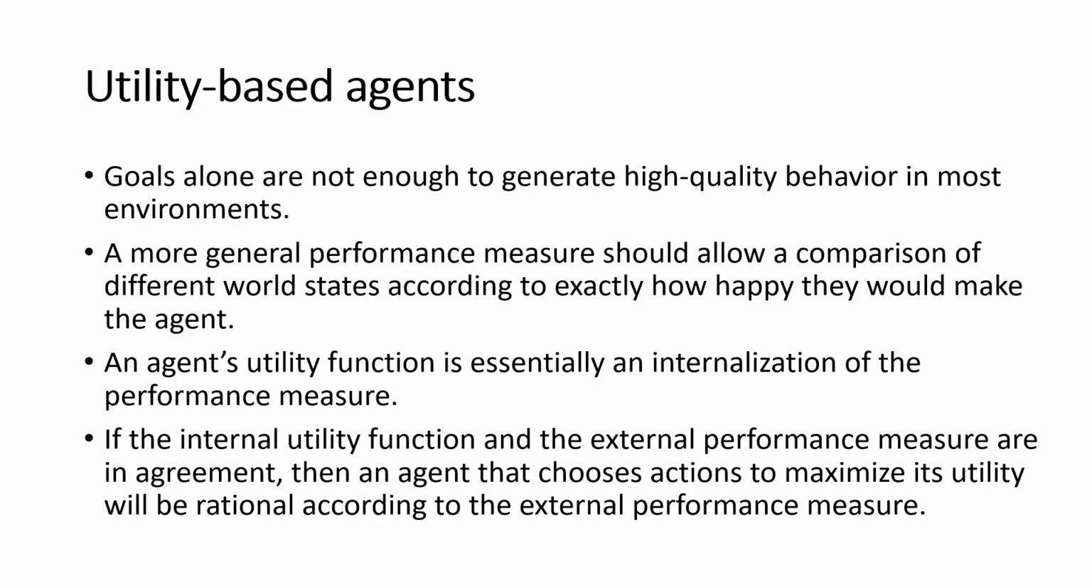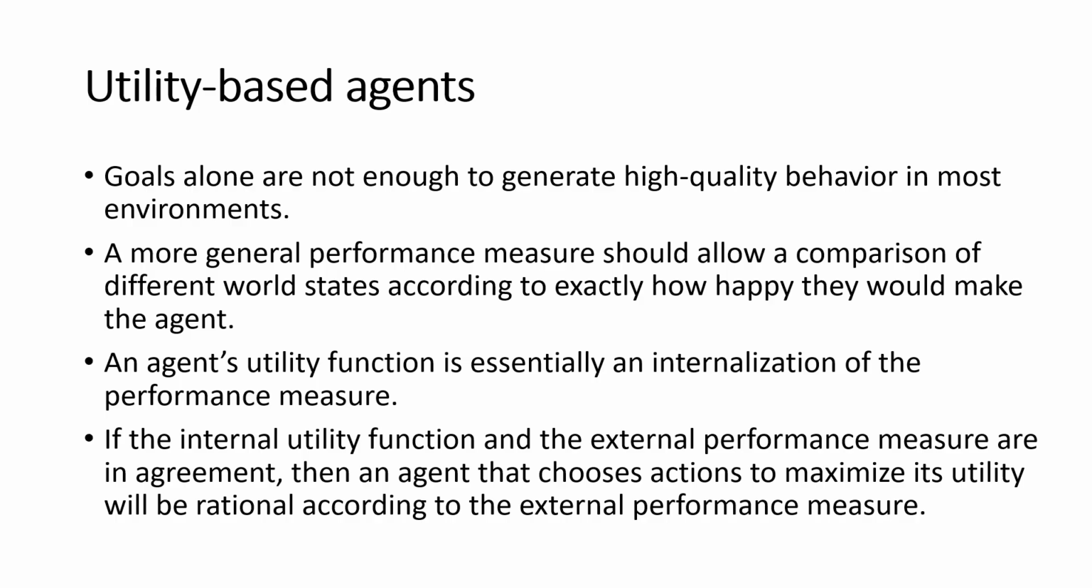We can set the utility of each action. So for the safe route, that means route A, we can set the utility as 90. Risky but fast, that means route B, we can set the utility as 60. So there will be a utility function. The utility function is essentially an internalization of the performance measure.